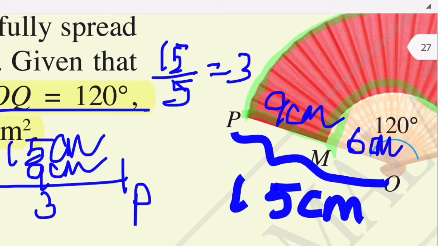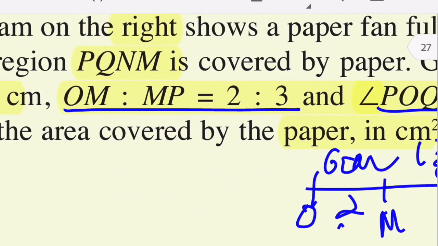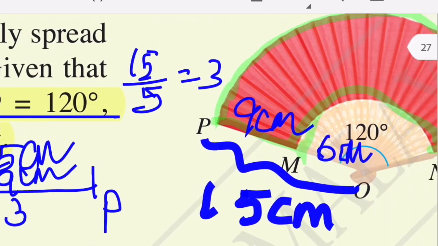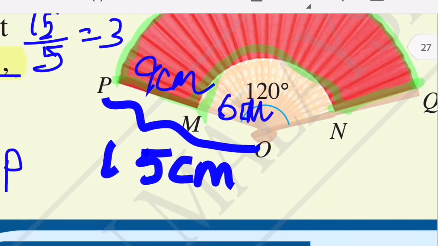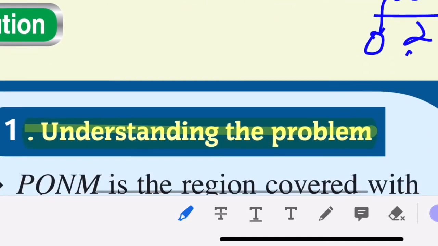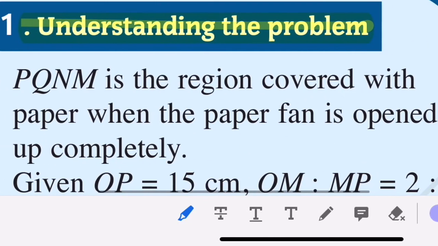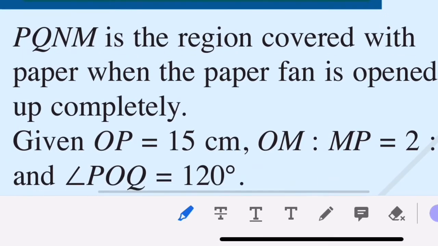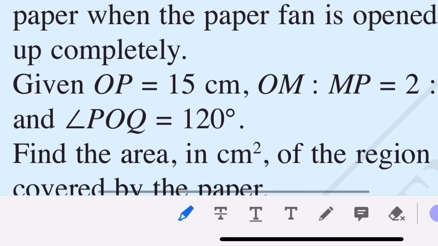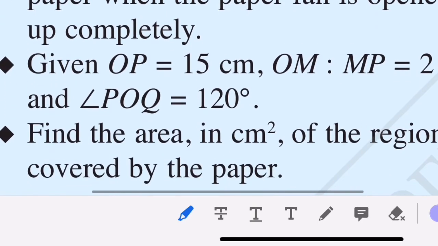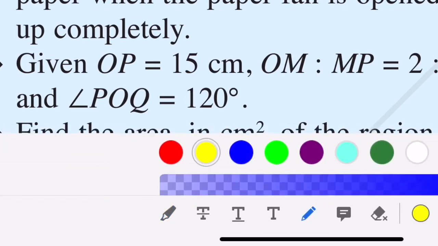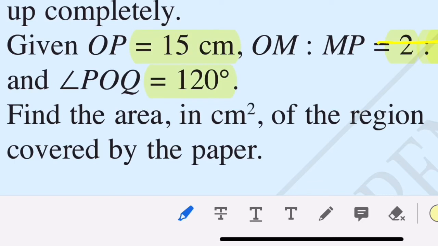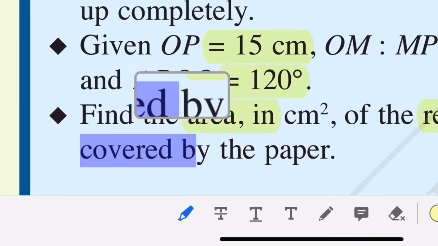Then the angle was given 120. Let's go through the question. Calculate the area covered by the paper. That means the region in pink color that I highlighted. So we have to understand the problem first. PQNM is the region covered by paper, when the paper fan is opened up completely. Then OP is 15 centimeter, and the ratio is also given. We are asked to find the area. You must know what the question asks you to find: the area covered by the paper.